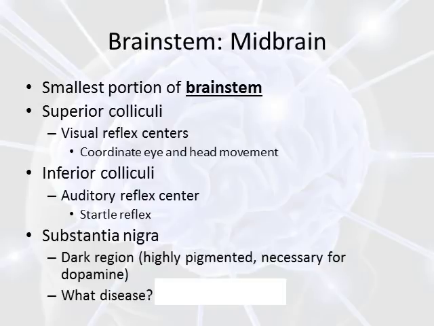And this is also where we find the substantia nigra. We talked about this already, and this is the dark region. It's dark because it's highly pigmented, and this pigment protein is necessary for the creation of dopamine. And we talked about the fact that Parkinson's disease is a pathology related to the neurons in the substantia nigra not being able to make dopamine anymore.